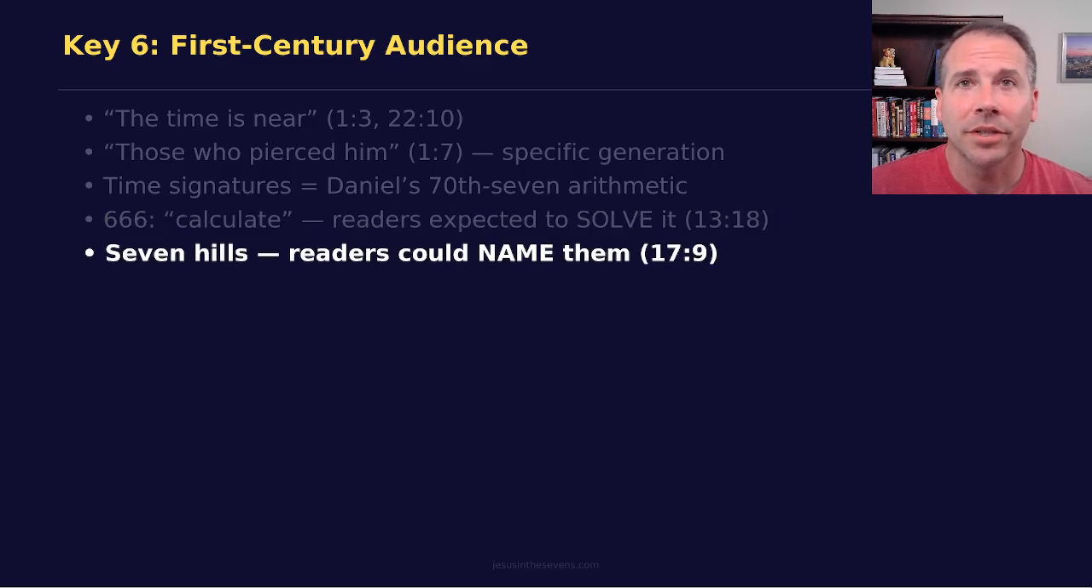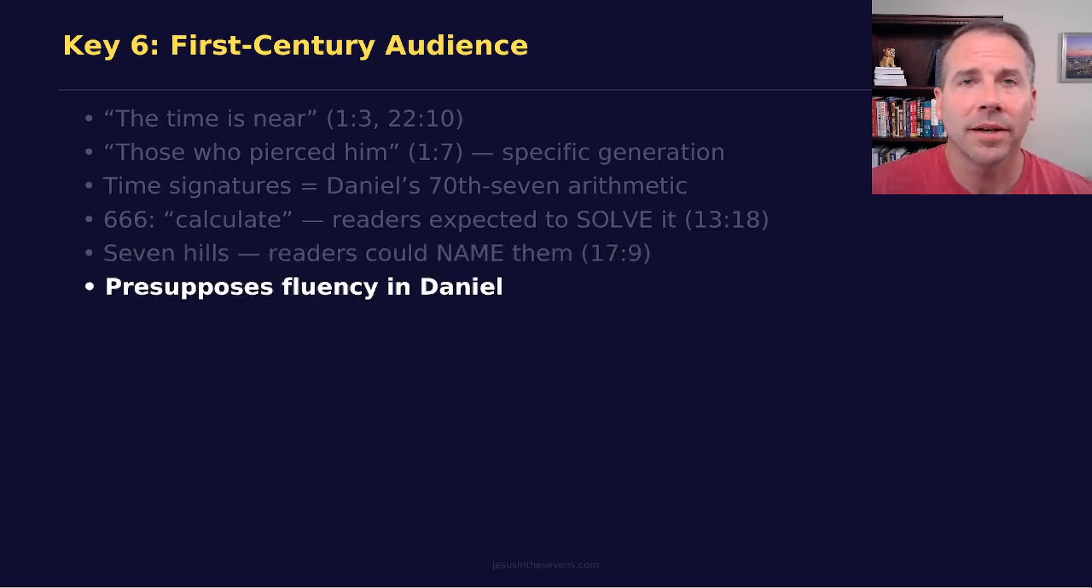Seven hills, readers could name them. Those are the hills of Rome, very famous during that time. Revelation presupposes fluency in Daniel. There's a lot of connection to Daniel as well as Zechariah and Ezekiel. I think it's the most Old Testament linked book of the New Testament by far.